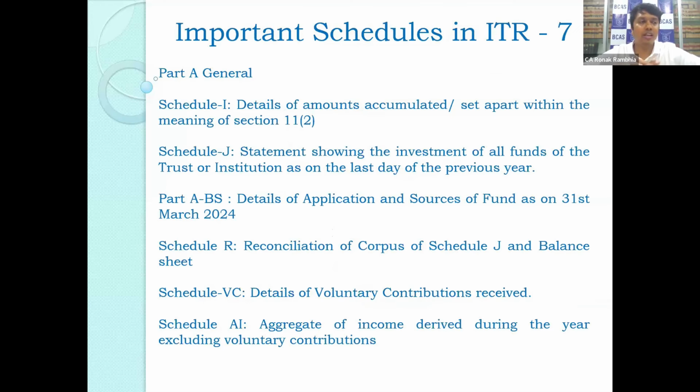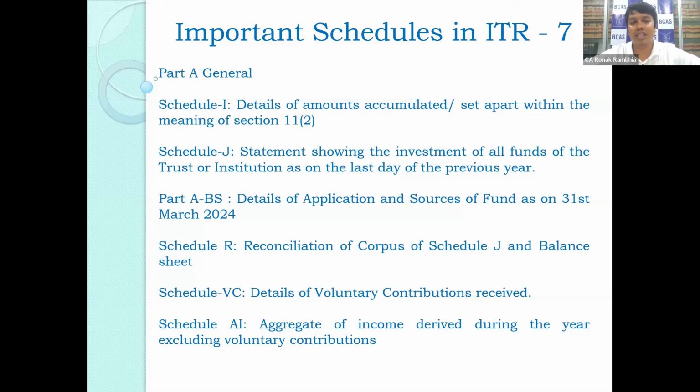So here, if I have to discuss the schedules of the income tax return 7, here also you have Part A, Part B, and other schedules. Income tax return of trust is a separate subject by itself, but I will still go through the important schedules. Part A is the general part, where you have to mention the details of the trust, the registration details, and the other details of the auditors.